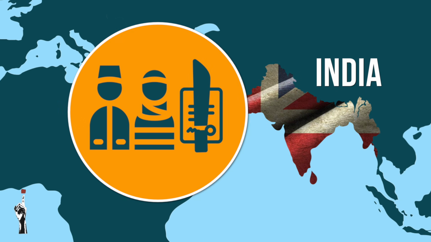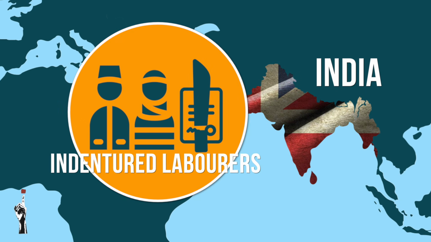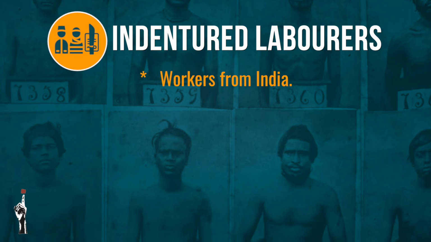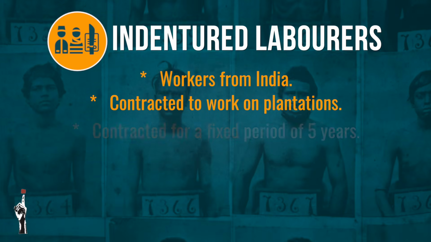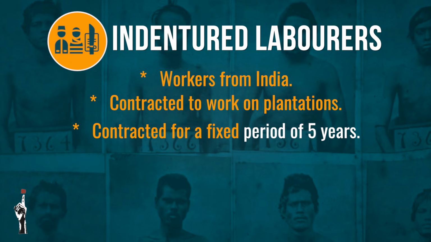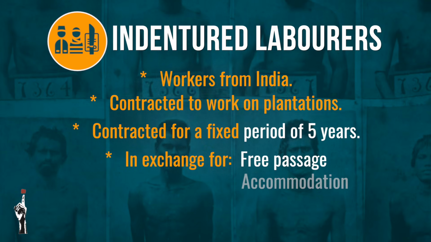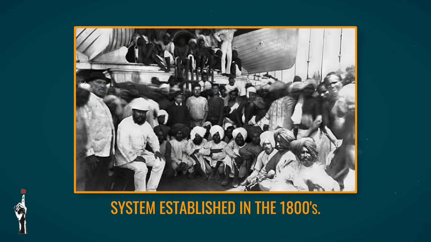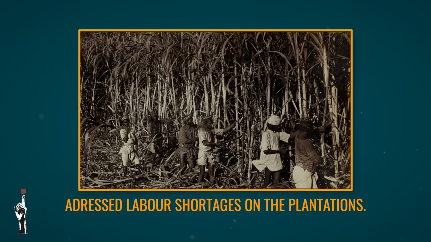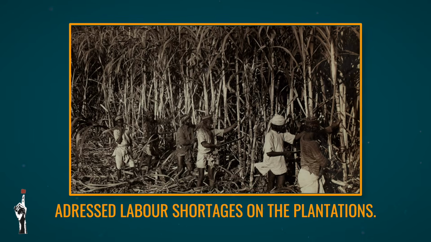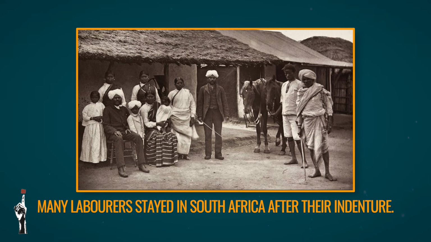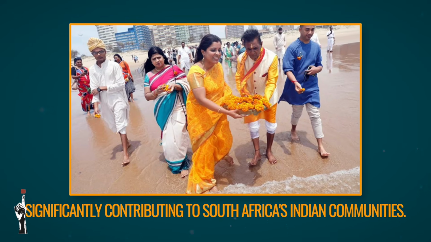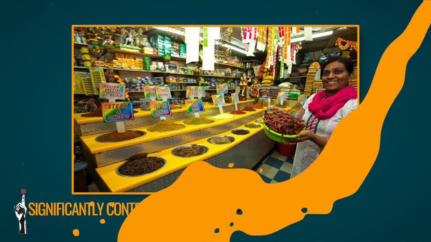These laborers from India were indentured laborers. Indentured laborers were workers from India who were contracted to work on these plantations for a fixed period, typically 5 years, in exchange for passage, accommodation, and a small wage. This system was established in the 1800s to address labor shortages on the plantations. After completing their indenture, many laborers stayed in South Africa, significantly contributing to the country's Indian community.